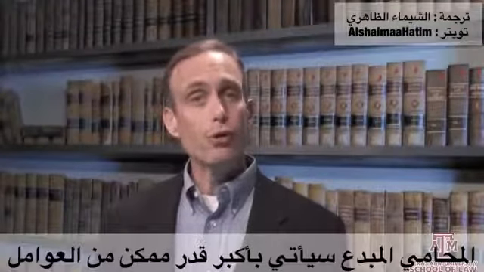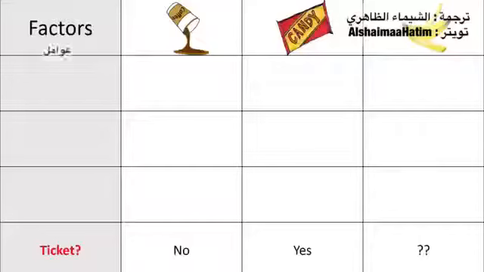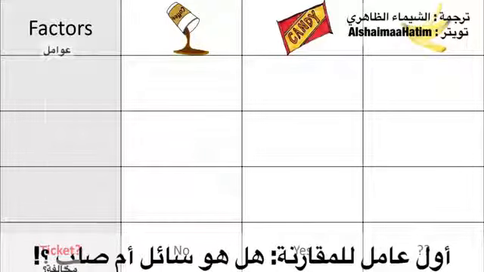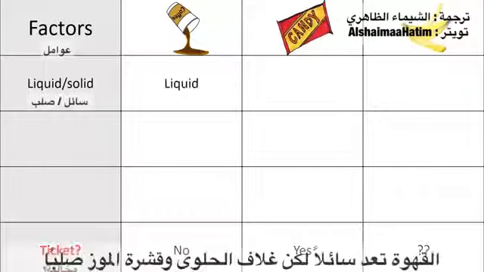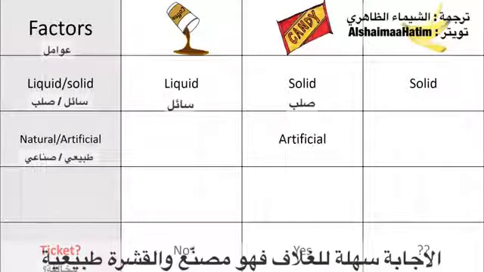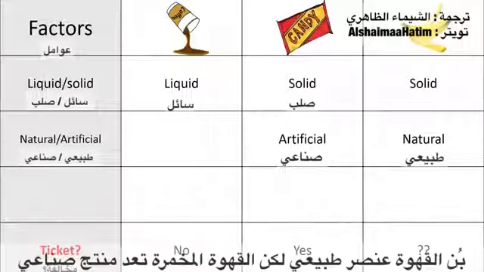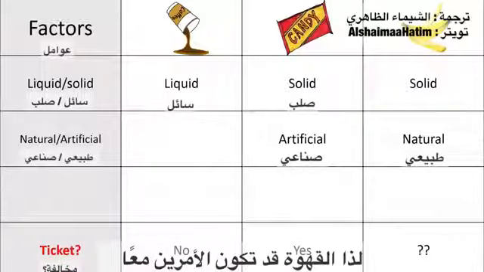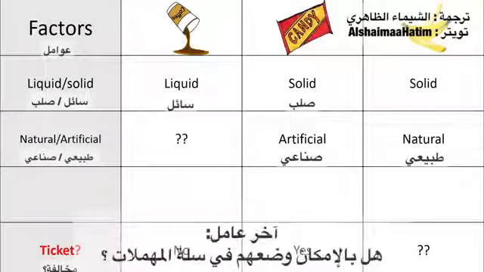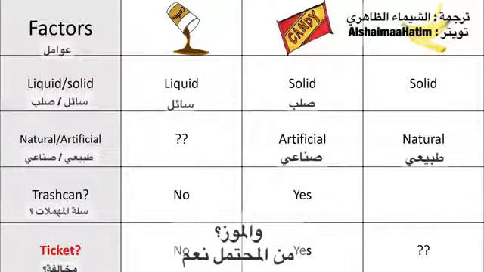A creative lawyer will come up with as many factors as possible, but in the interest of time, let's limit ourselves to just three. Our first factor or point of comparison will be liquid or solid. The coffee is liquid, but the candy wrapper and banana peel are solid. Our second factor will be whether the item is natural or artificial. The answer is easy for the wrapper, artificial, and the peel, natural. But what about coffee? Coffee beans are natural, but brewed coffee is a manufactured product. So coffee could go either way. We'll put a question mark for coffee. Our last factor will be whether you would put the item in a trash can. Coffee? Probably not. A candy wrapper? Definitely. And a banana? Probably.